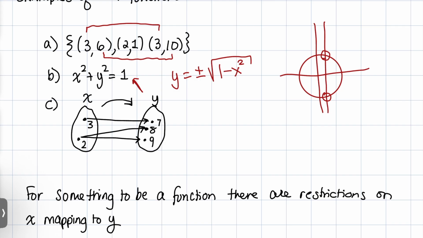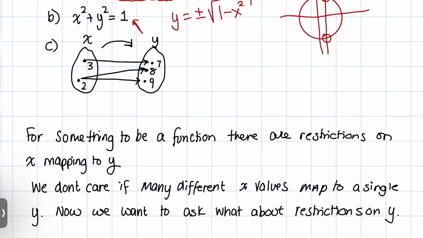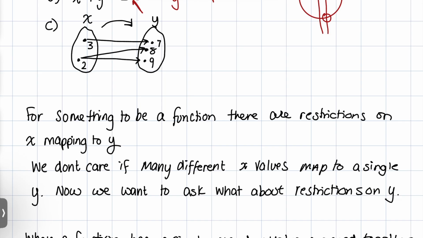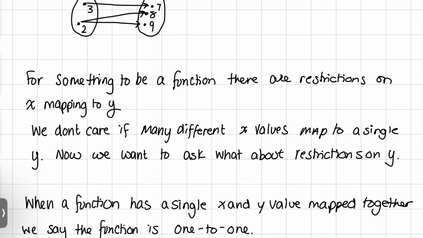A lot of times in math, we want to keep going farther to classify different functions and talk about more special properties they might have. For something to be a function, there are restrictions on x mapping to y. You can't have 2 arrows coming out of x. We don't care about the y values in that sense. There was never anything asking: can 2 arrows go to y? Can no arrows go to y? Can 1 arrow go to y? Now we want to ask those questions about the restrictions on y. Last time we were worried about x, now we're asking about y.